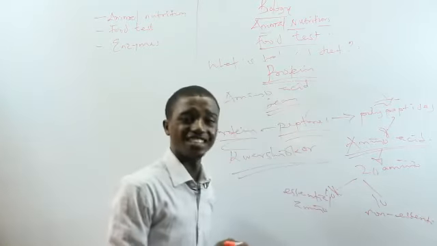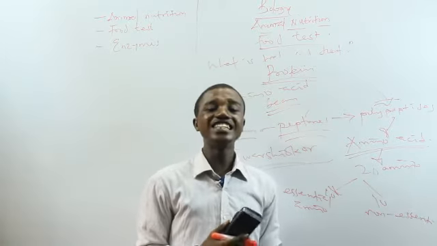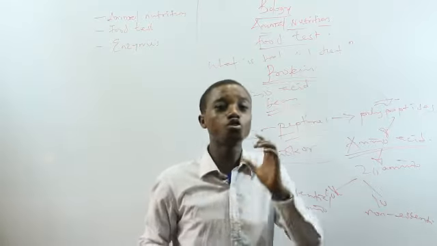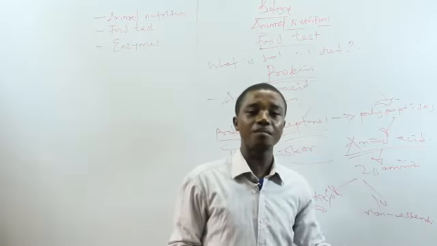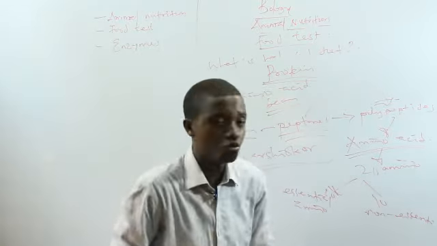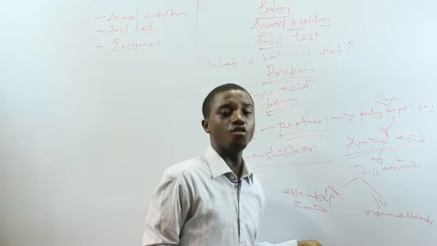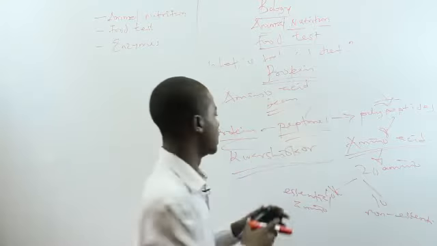Now, what are essential amino acids? Essential amino acids are those amino acids needed by the body, but they have to be taken in. The body cannot produce them. They have to be taken in through the diet. Non-essential amino acids are those amino acids that the body can produce. So we will be just looking at examples of essential amino acids. Then after looking at that, we'll be looking at the advantages of protein.